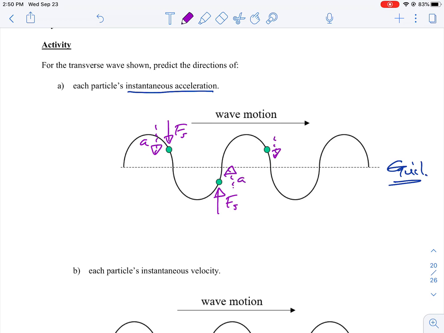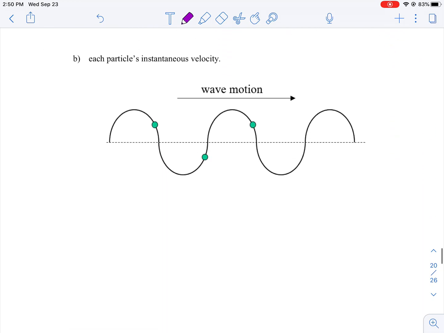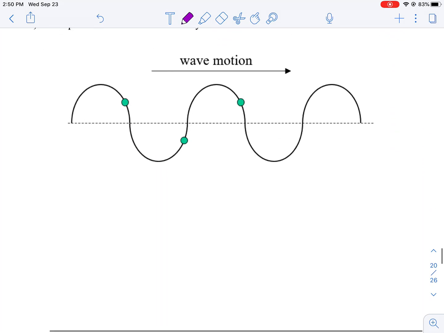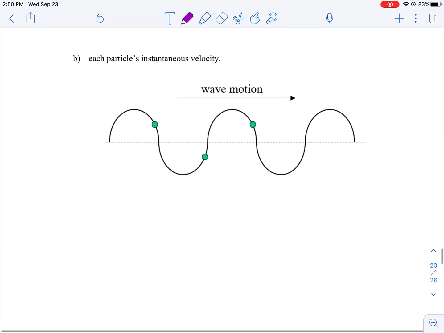And again, here's the acceleration of this one. They want to go back to equilibrium. So that's how you determine the acceleration direction. That one's a bit more straightforward because it's very much like simple harmonic motion. But this one is our hardest. How do you find the direction of their velocities? Pause, give it a try.